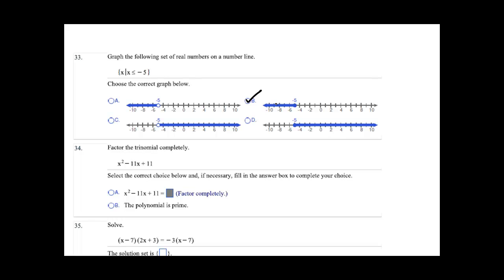For 34, it wants us to factor the trinomial or determine if it's prime. Because there's no number in front of x squared, we need the factors of 11, which are only 1 and 11, that will multiply to a positive 11, which means they have to have the same signs. So 1 times 11 or -1 times -11. And they need to add to this middle term, -11. Well, that's impossible. So the polynomial is prime.